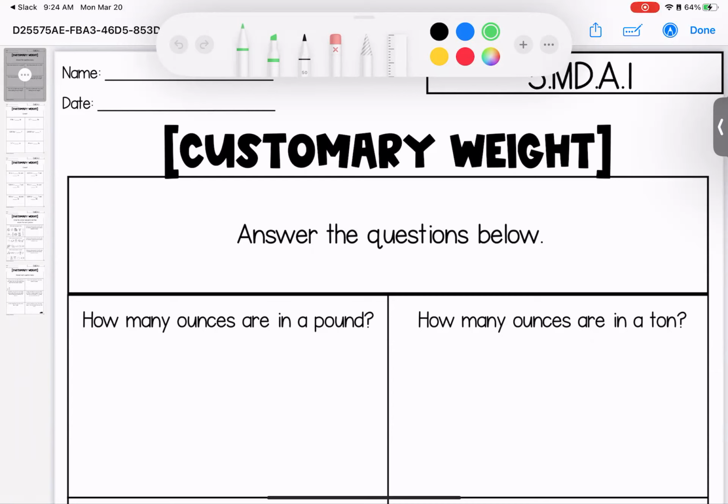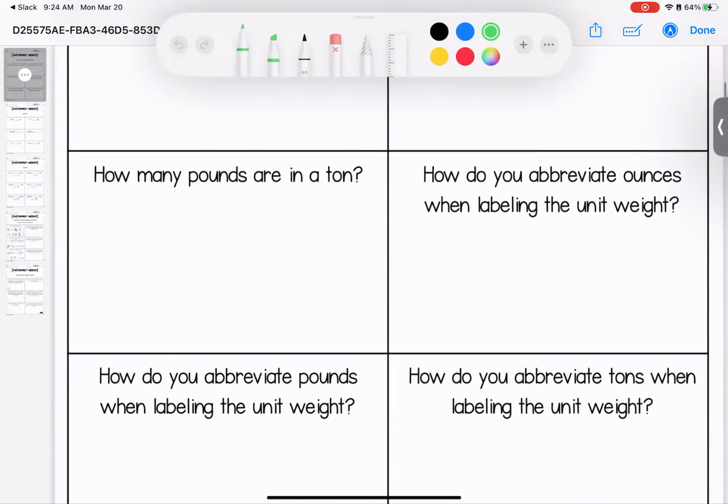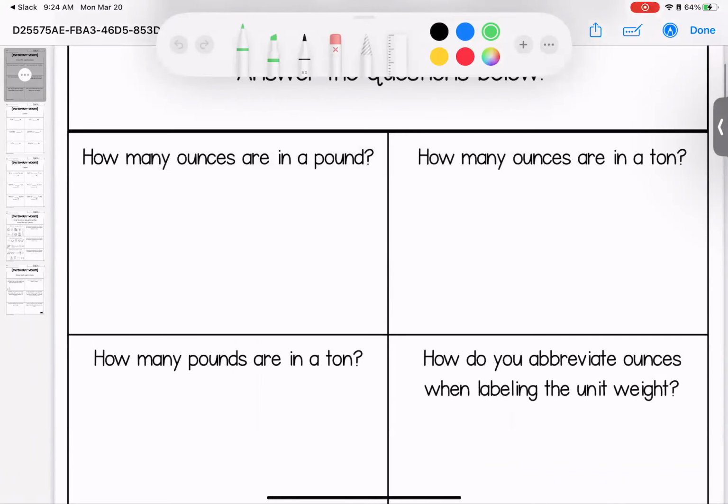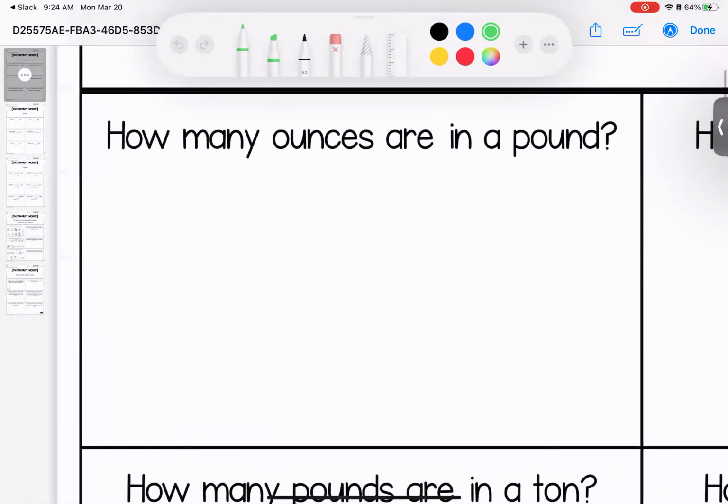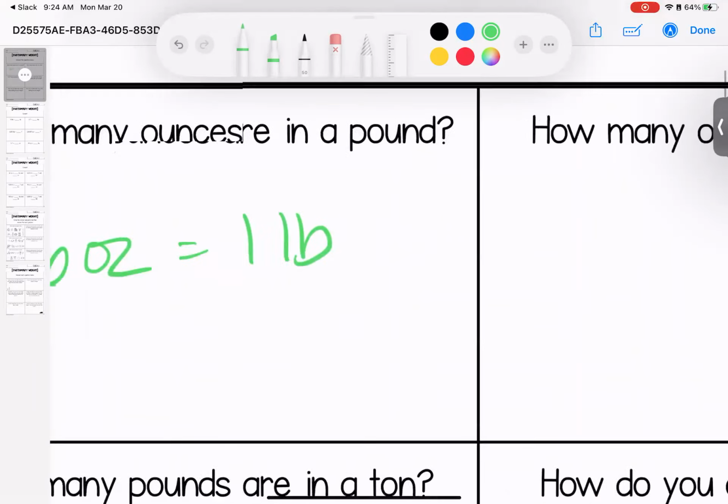So first things we started with, and I know that these are on your printable, but I want you to really practice and make sure you feel comfortable with these, was just our basics. So number one was how many ounces are there in a pound? There are 16 ounces in 1 pound.